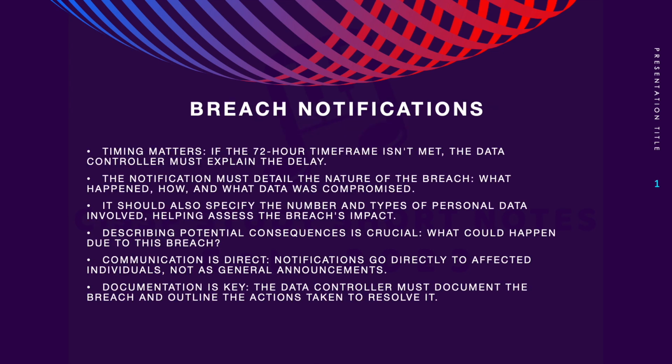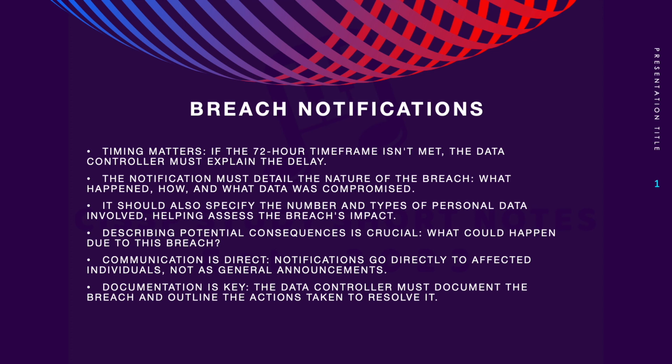Breach notifications. What happens when there's a security breach affecting stored personal data? In the unfortunate event of a data breach, the data controller has a responsibility. They must notify the supervisory authority within 72 hours. But what does this notification involve? Key notification requirements. 1. Timing matters. If the 72-hour timeframe isn't met, the data controller must explain the delay.